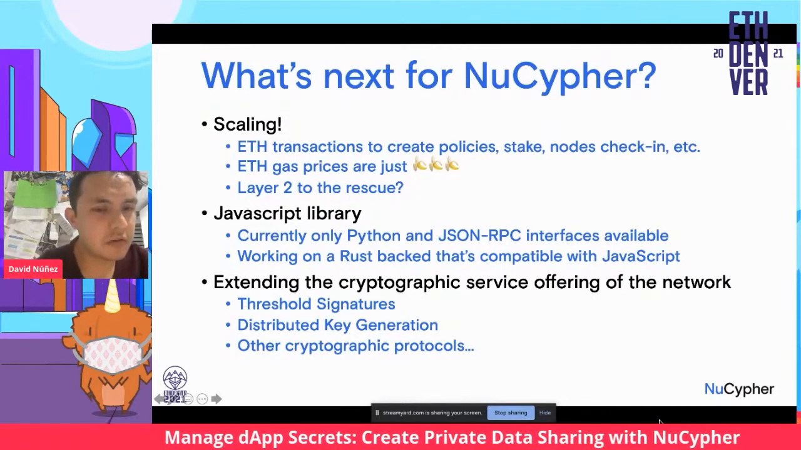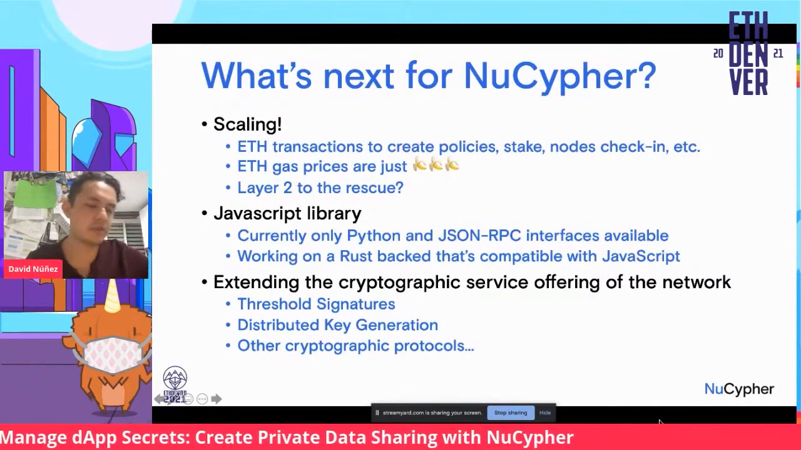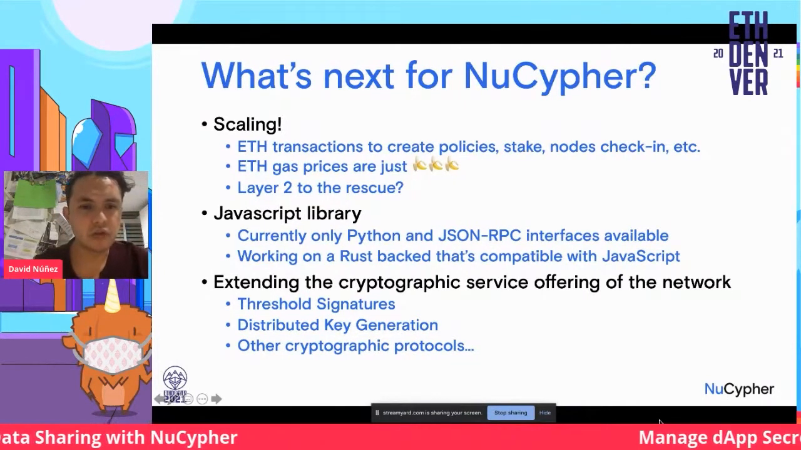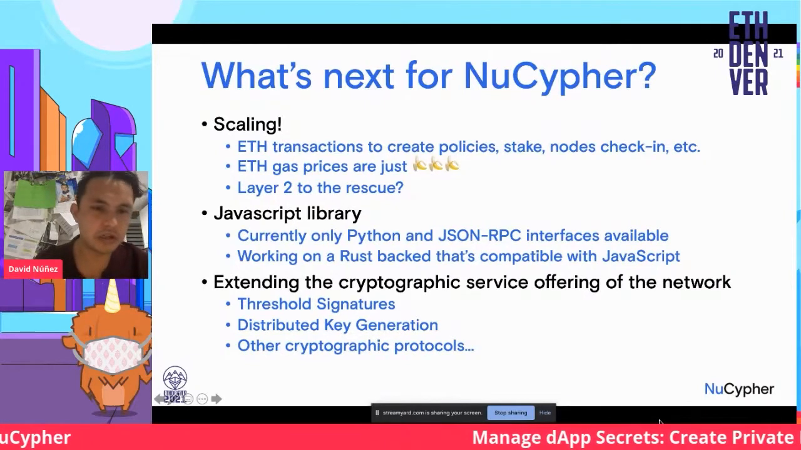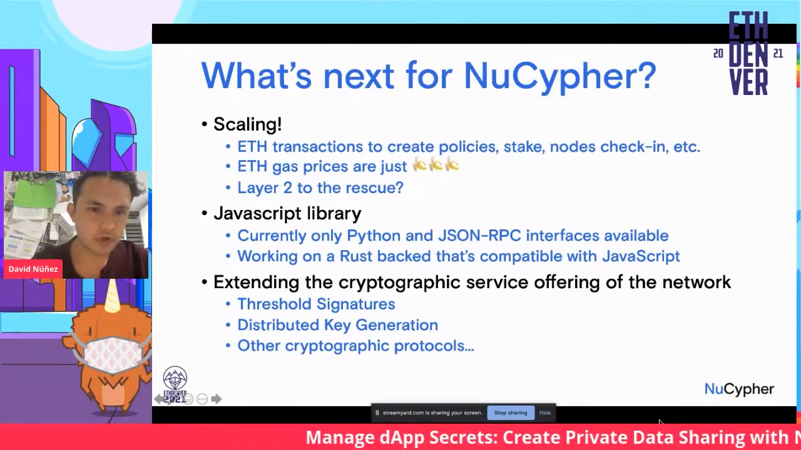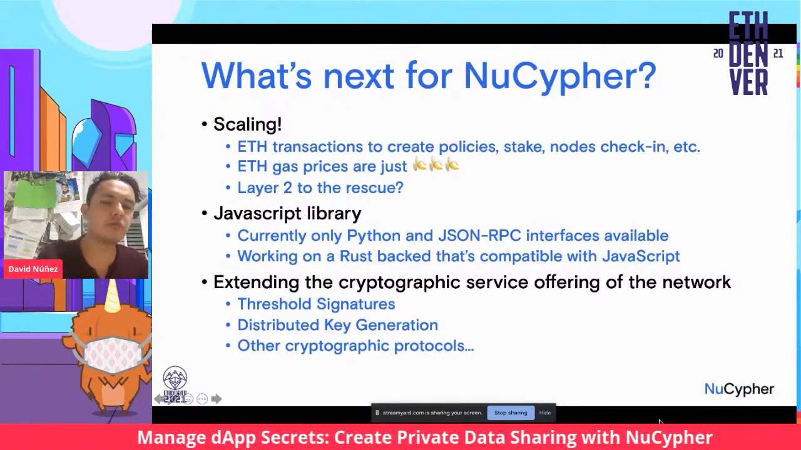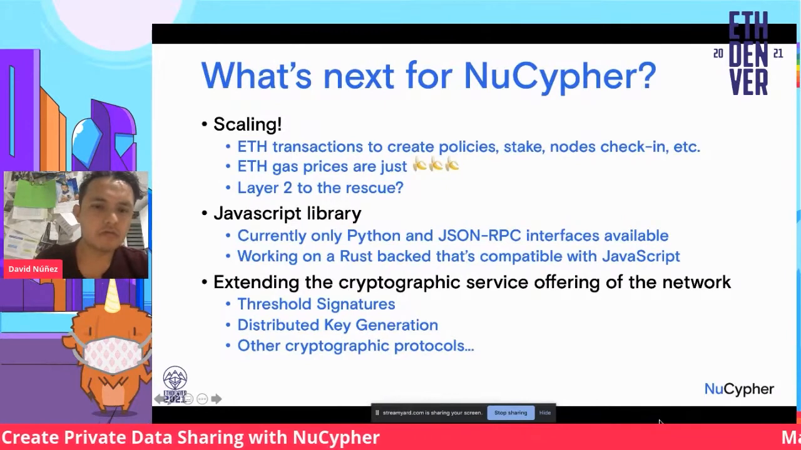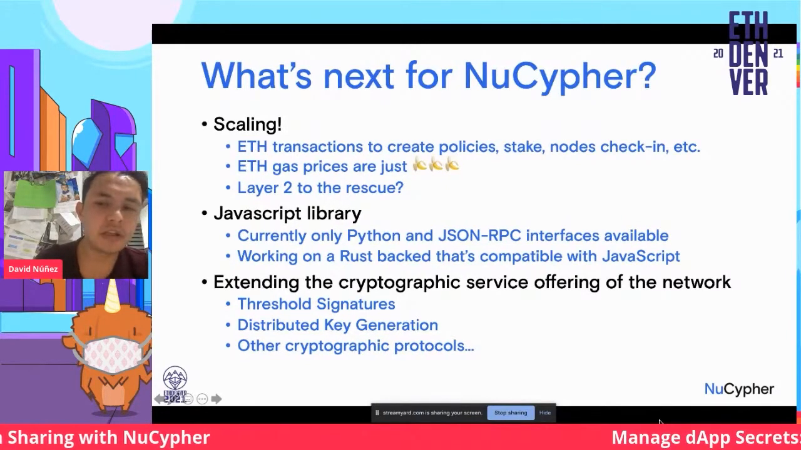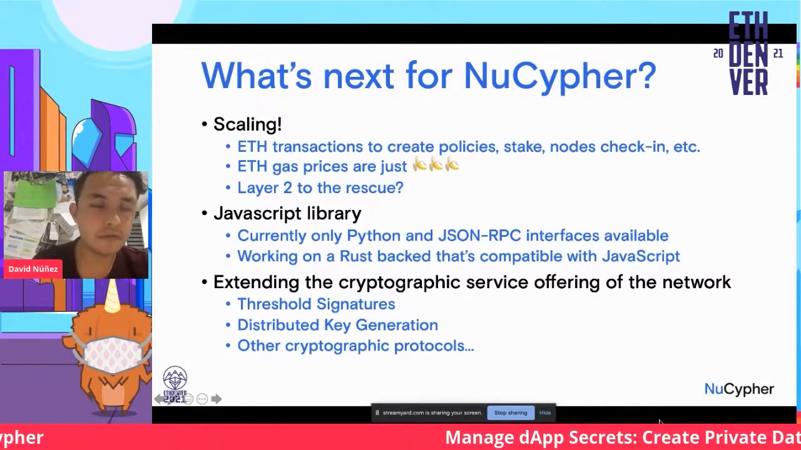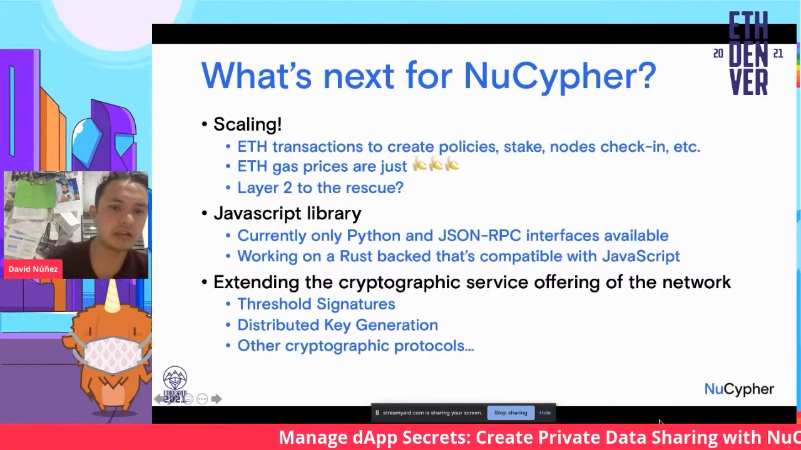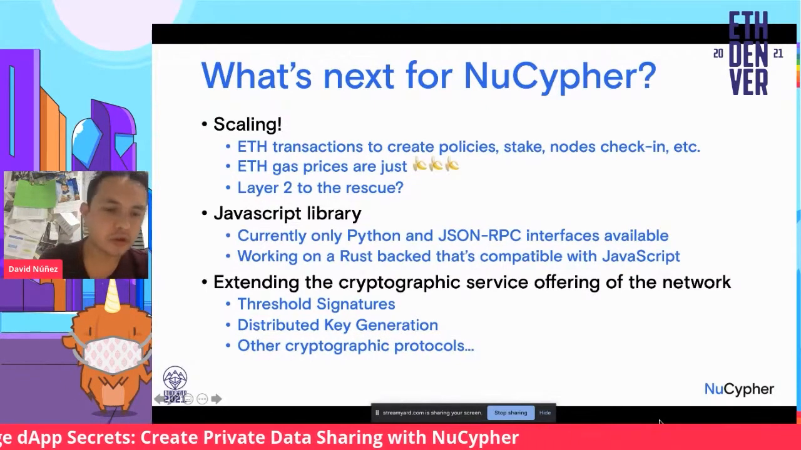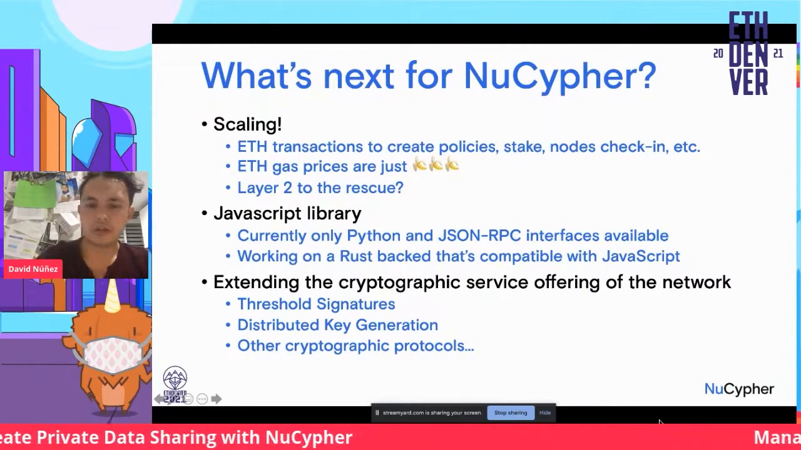A JavaScript library to interact with NuCypher. So currently, as I mentioned, we only have Python and JSON RPC interfaces, and it would be great to have something to interact from the browser directly. And we are working on a Rust backend to make that possible. And regarding the cryptographic services offered by the network, we currently have proxy re-encryption, but this can be extended for threshold signatures or distributed key generation, and potentially all other cryptographic protocols.